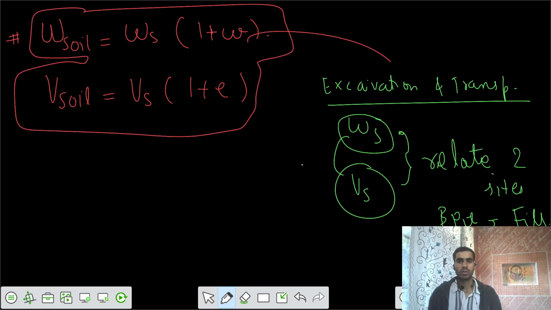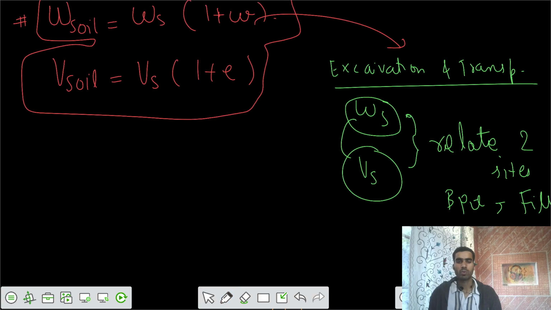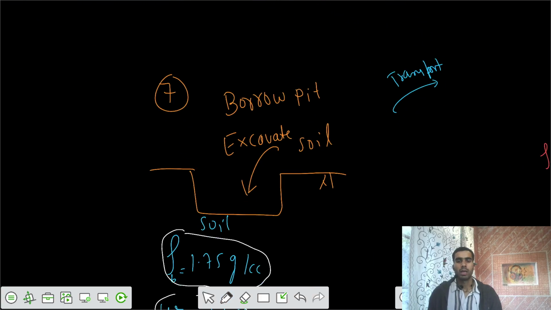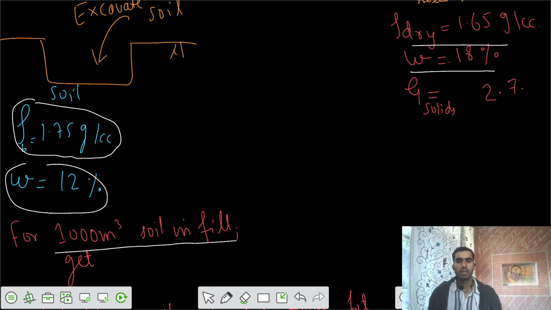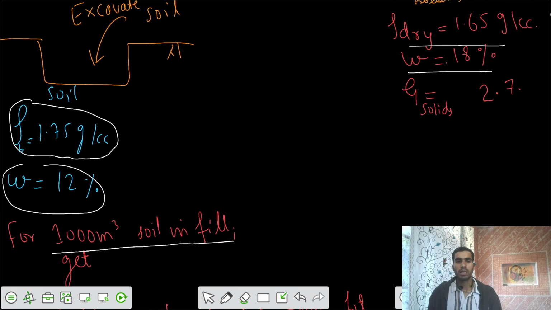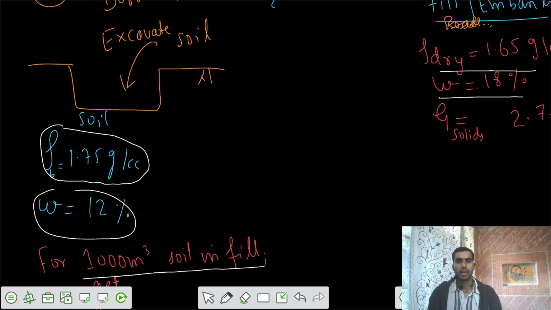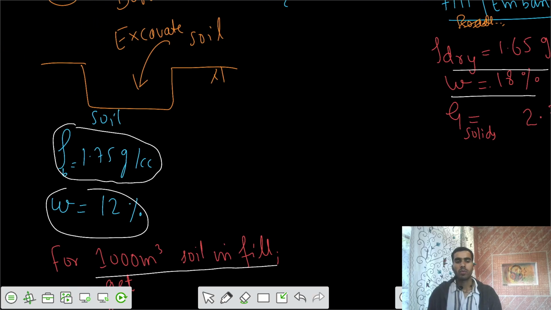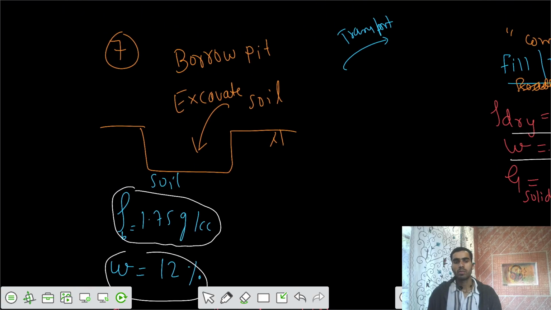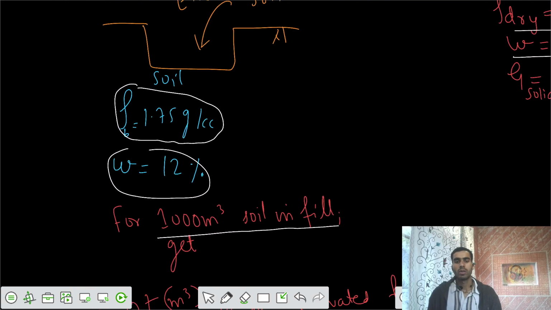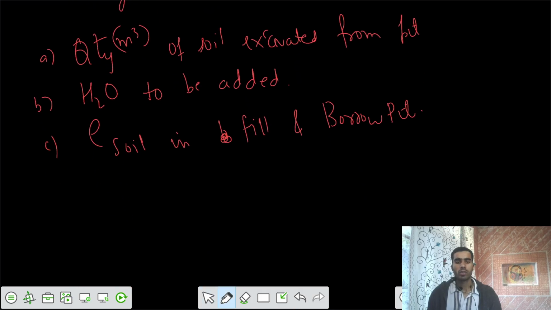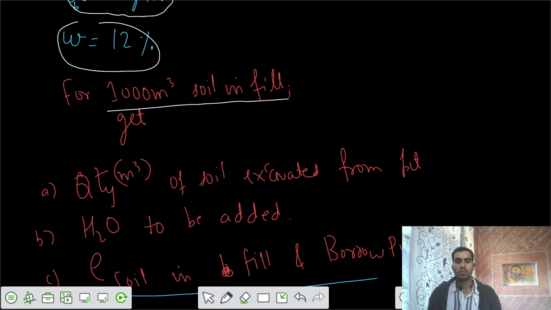With these two equations, we are going to work in this concept of excavation and transportation. Now, as per the data, I can solve either in terms of water content, or I can solve it in terms of void ratio. So I also need to calculate void ratio. Let me go by the concept of void ratio.